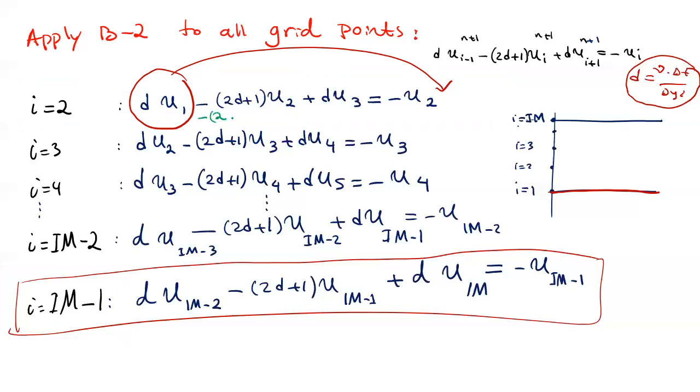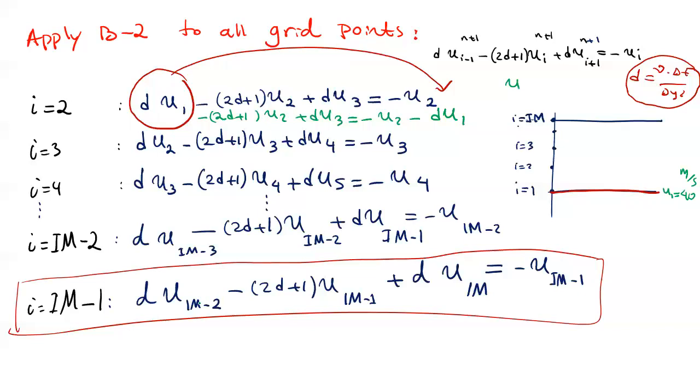Minus (2d + 1) times u2 plus d u3 equals minus u2 minus d u1, and u1, the velocity at grid point 1, is the boundary condition, 40 meters per second based on that example, or it can be any number. So this is how I treat the one close to the lower boundary condition.